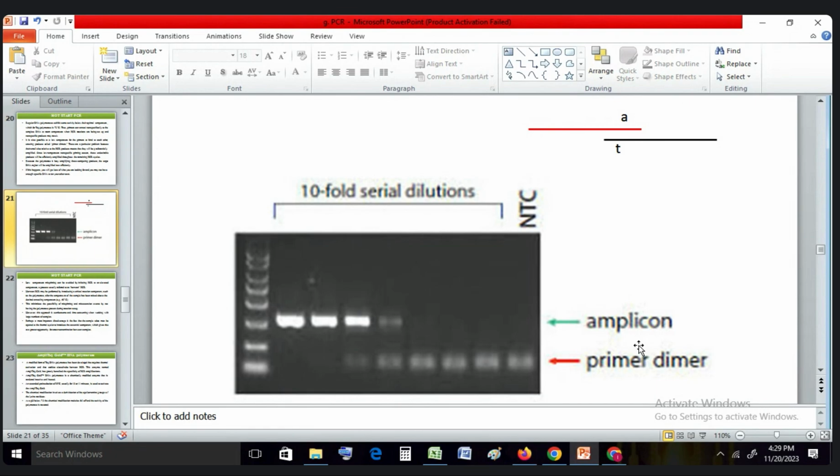What can you do? Any idea to avoid this primer dimer formation? Do you understand what primer dimer formation is? Let's understand that first.